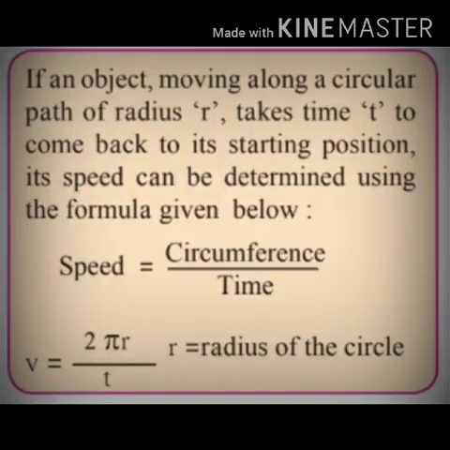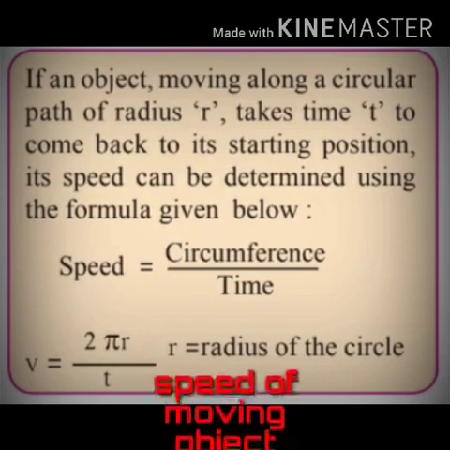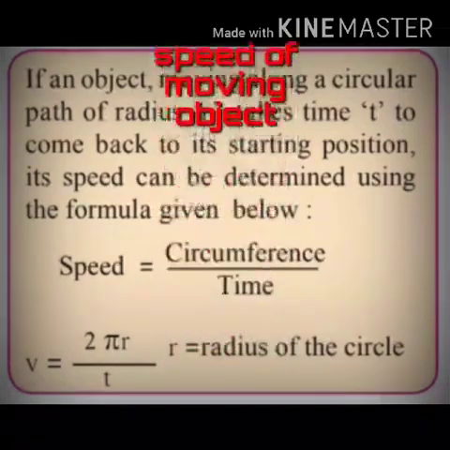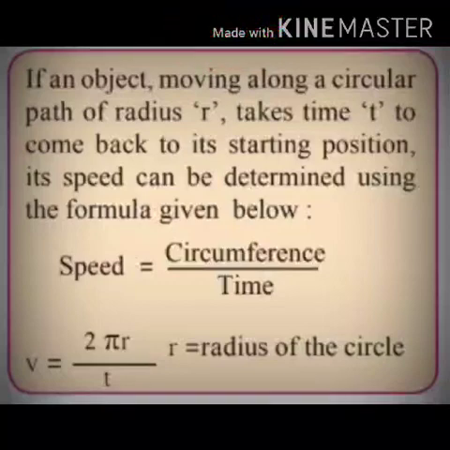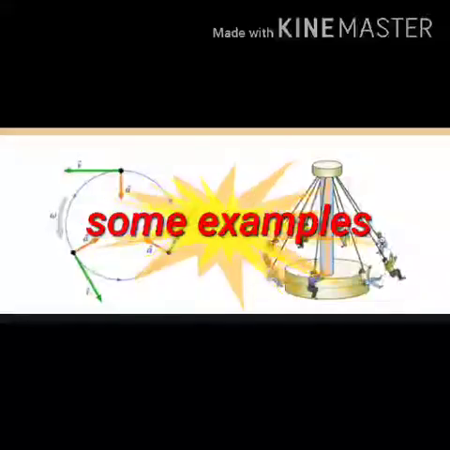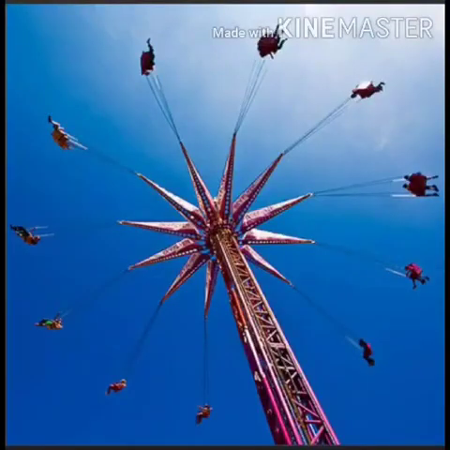Now, see the speed of an object. If an object moving along a circular path of radius r takes time t to come back to its starting position, its speed can be determined using the formula given below. Speed is equal to circumference upon time. v is equal to 2 pi r upon t, where r is the radius of the circle. Here are some examples of uniform circular motion.